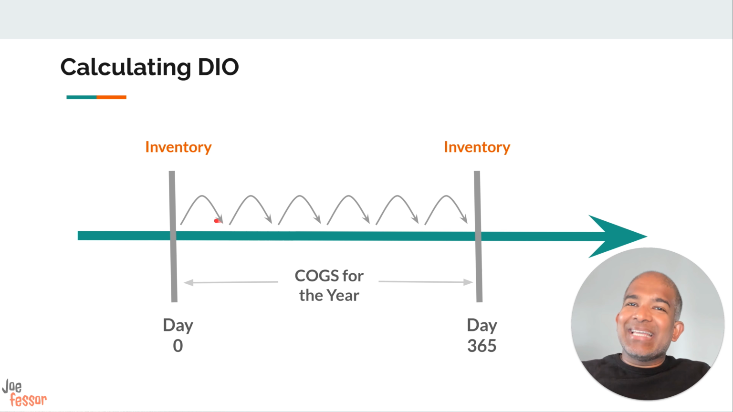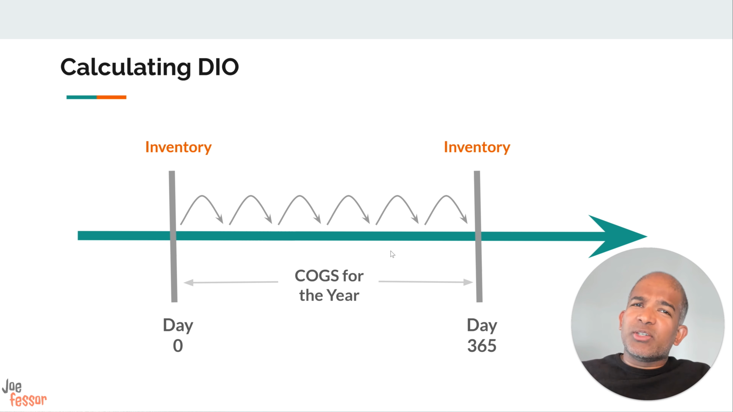Now that we understand what DIO represents, let's talk about how we calculate it using data from financial statements. To calculate DIO, we need two key pieces of information: average inventory and cost of goods sold, or COGS. Why average inventory? Just like with receivables, inventory levels fluctuate throughout the year. For example, a retailer might stock up heavily for the holiday season. To get a representative figure, we take the average of the inventory at the beginning of the year, which is technically the end of the previous year, along with the end of the current year.